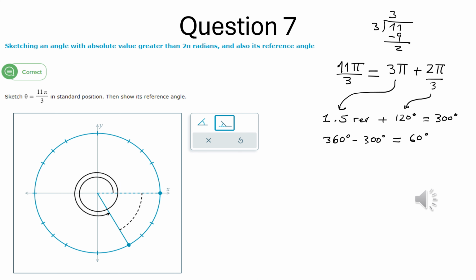Okay, first of all, you have 1.5 revolutions, and 120 degrees, which is equal to 300. And 300 lies in the fourth quadrant. Therefore, the reference angle is 360 minus 300, which is 60.